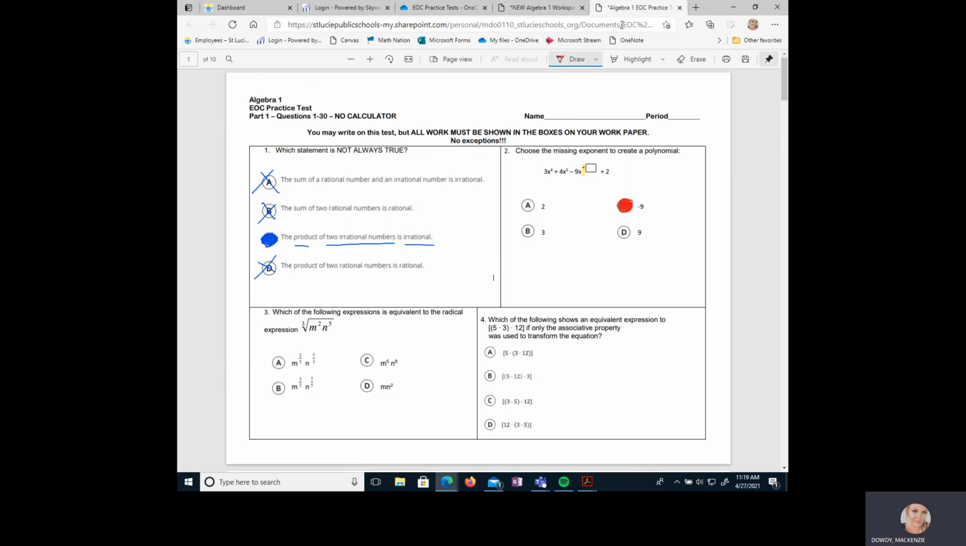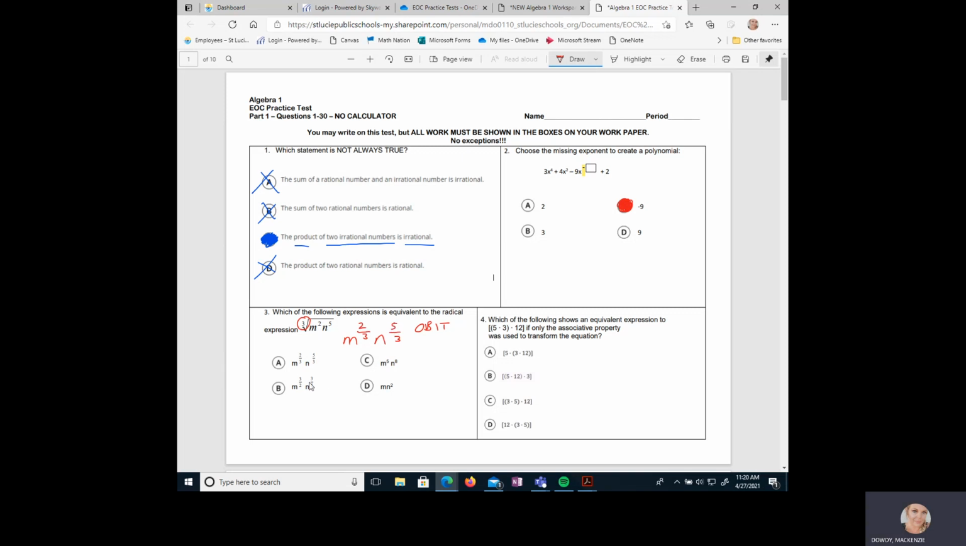Now I'm going to come over here and it asks which of the following expressions is equivalent to the radical expression. Same thing. I see an outside number first, so I know I'm going to use OBIT. Out, bottom, in, top. Write your bases. M, N. Draw your fraction lines. Out, bottom, in, top.